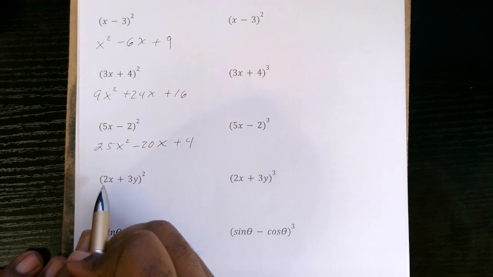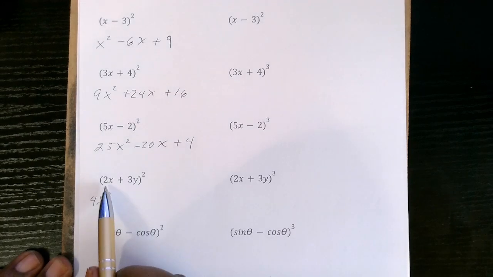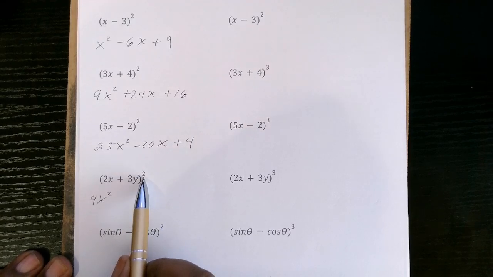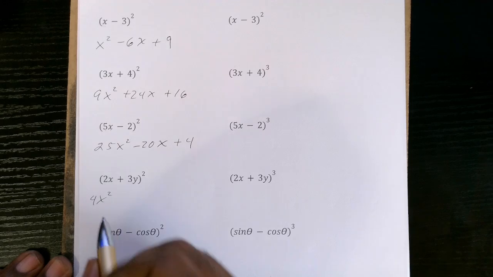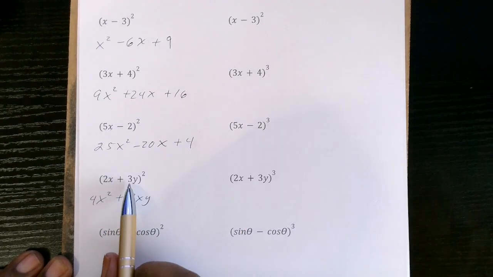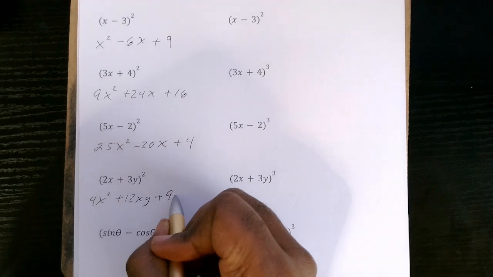Next, 2x times 2x is 4x squared. 2x times 3y times 2 is going to give us 12xy. And then 3y times 3y is going to give us positive 9y squared.